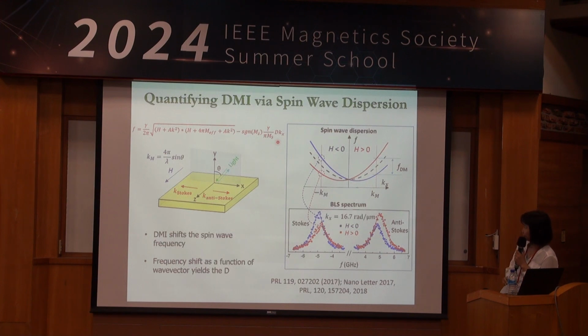Why I ask this question is because maybe around 10 years ago there were many researchers studying the low k vector region, about magnetostatic spin waves. But here, what we are measuring in BLS is exchange-dominated spin wave.